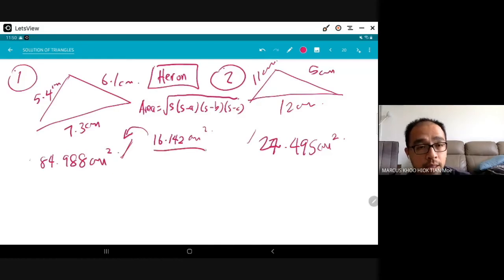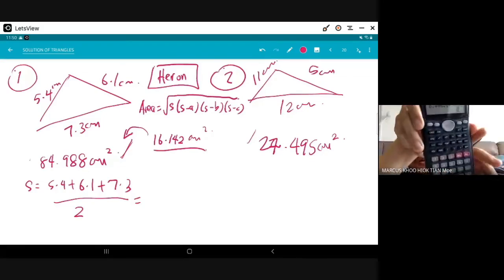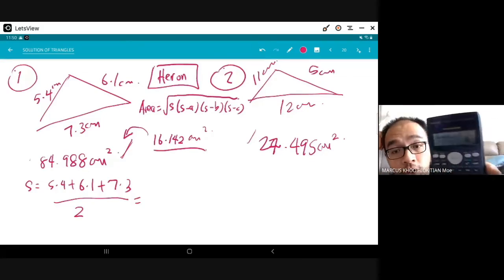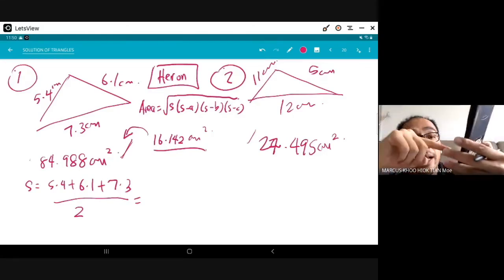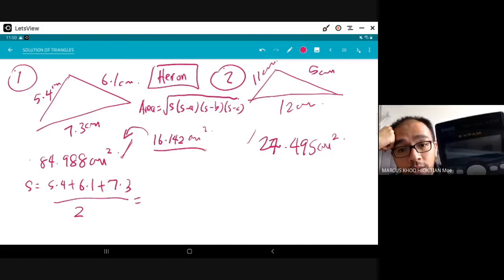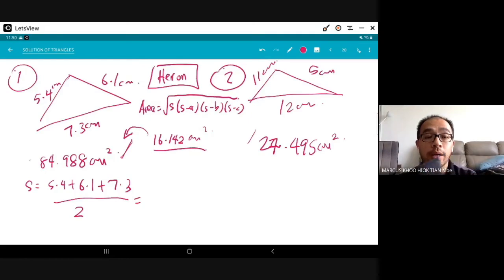All right, let's just double check. The semi-perimeter, S equals 5.4 plus 6.1 plus 7.3, then you divide by 2. Guys, remember, there could be a number of reasons why you got a different answer, even though you use the same formula. Remember, this one, you press equals first, then only you divide by 2. Don't go and press all straight away. So you should get 9.4.